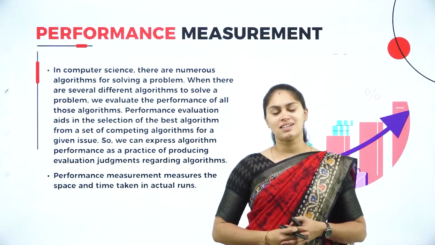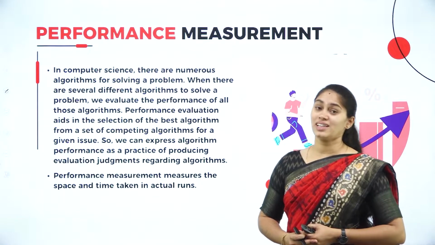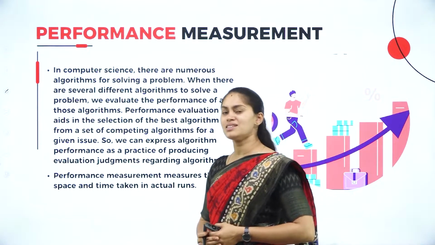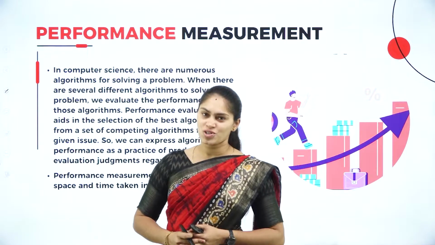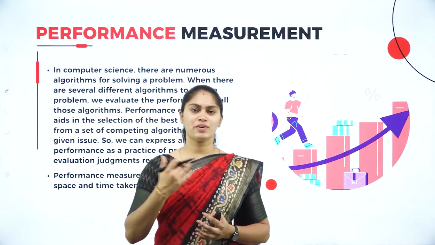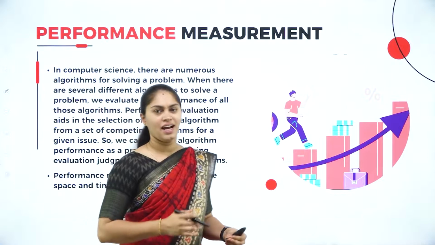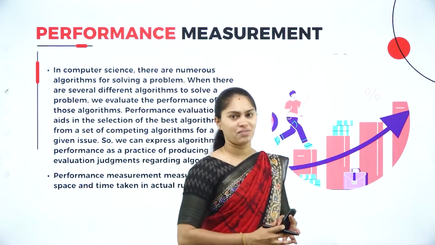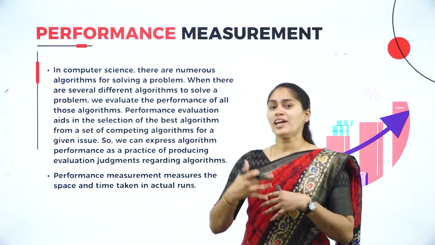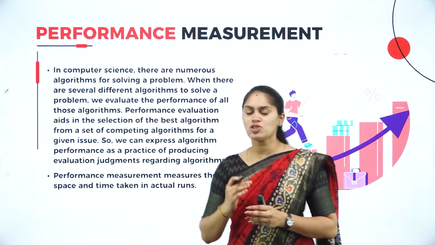Before understanding what performance measurement is, we need to know what notations or symbols we use to measure the performance of an algorithm. As we all know, an algorithm is a step-by-step procedure to solve a given problem, right? Then how can I choose which algorithm is best to solve my problem?